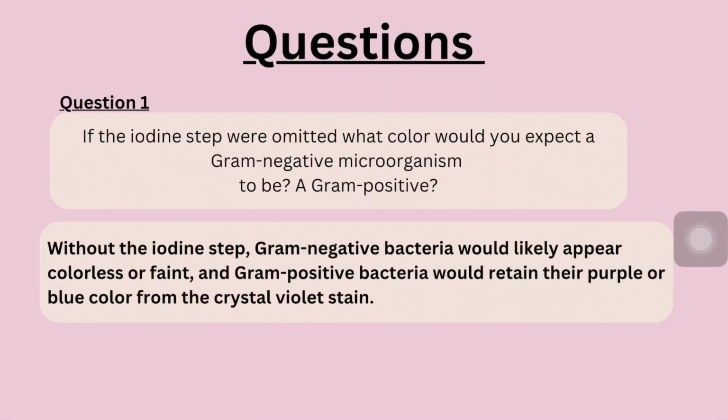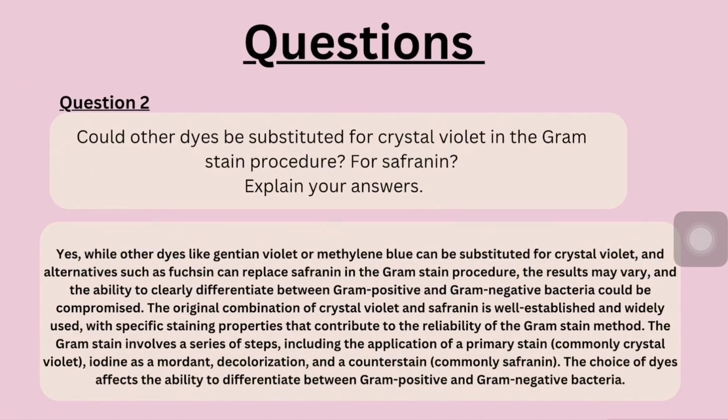Post-lab questions. The answer for question 1 is without the iodine step, gram-negative bacteria would likely appear colorless or faint, and gram-positive bacteria would retain their purple or blue color from the crystal violet stain. Question 2. The answer for it is yes.